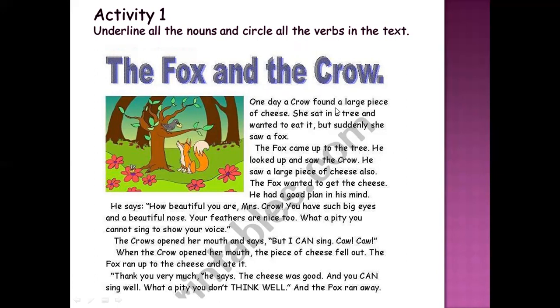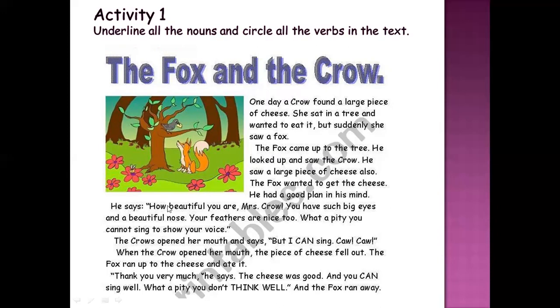One day, a crow found a large piece of cheese. She sat in a tree and wanted to eat it. But suddenly she saw a fox. The fox came up to the tree. He looked up and saw the crow. He saw a large piece of cheese also. The fox wanted to get the cheese. He had a good plan in his mind.